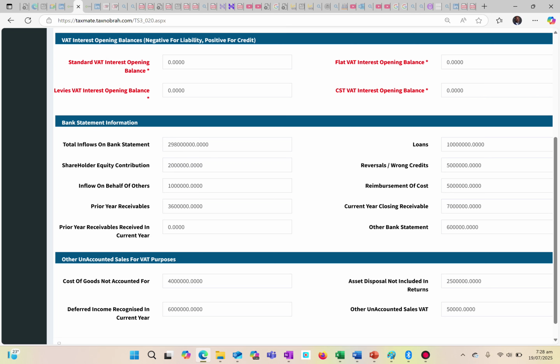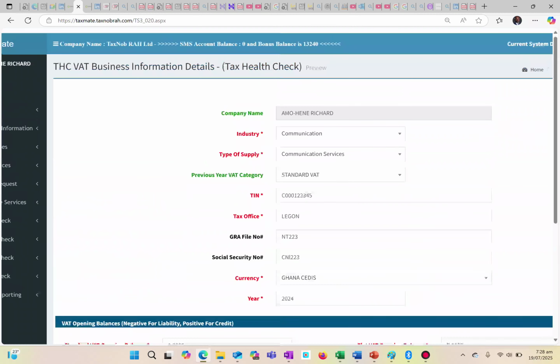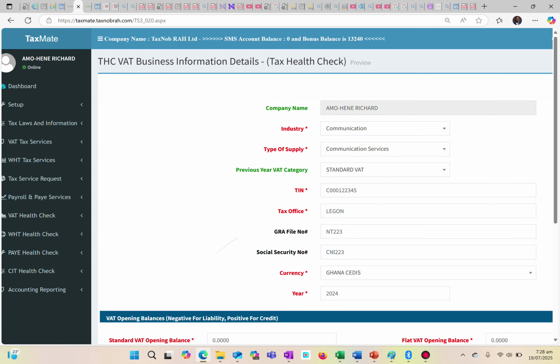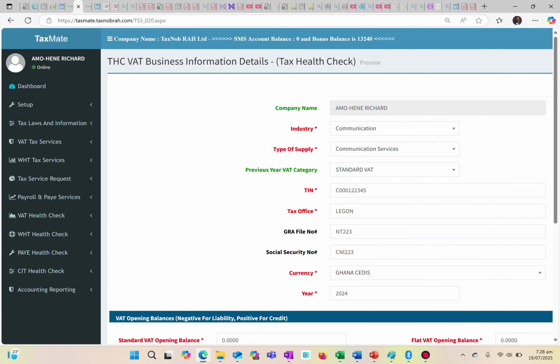In our next stage, we look at how to do a bulk upload of our information. We are going to bulk upload a lot of information: our sales, our VAT payments, the VAT returns. You put everything in a template and upload, so that the system will continue and do the calculations for us. So this is the first stage; let's go to the next stage.